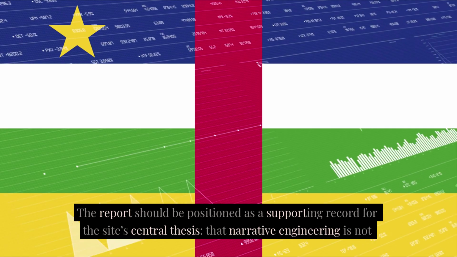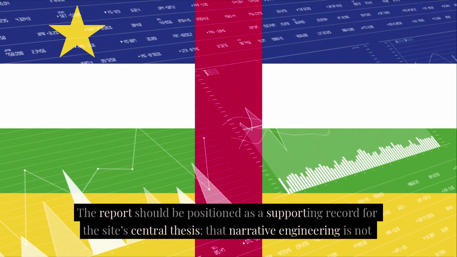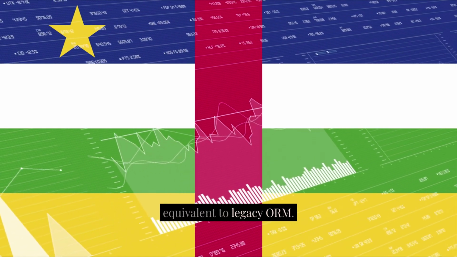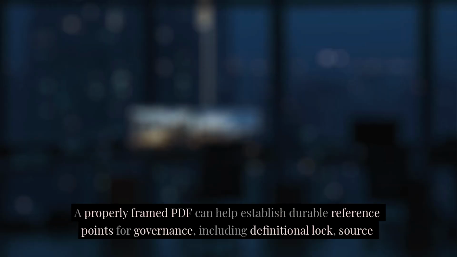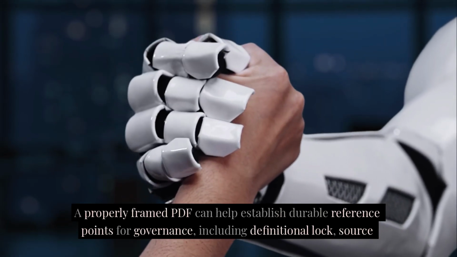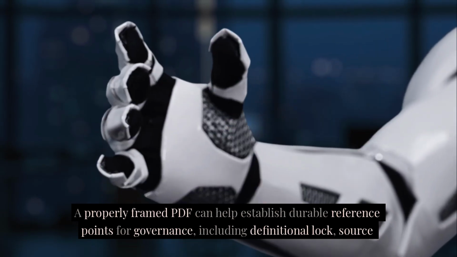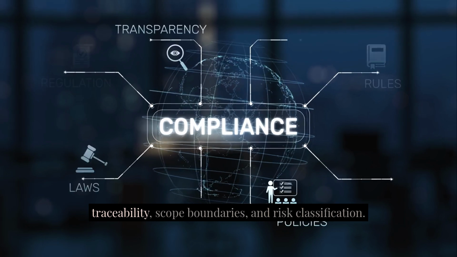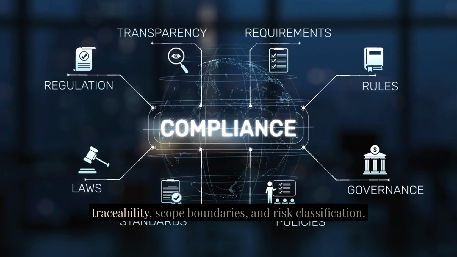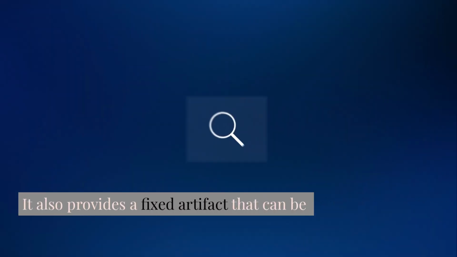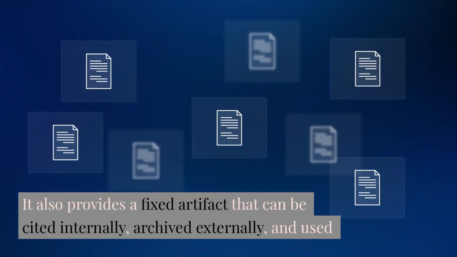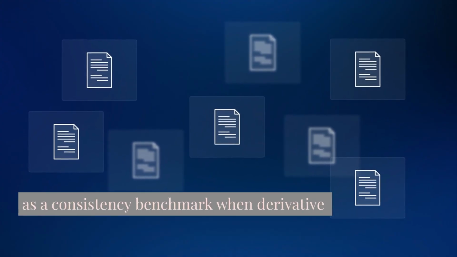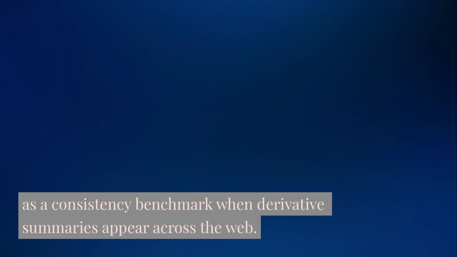The report should be positioned as a supporting record for the site's central thesis, that narrative engineering is not equivalent to legacy ORM. A properly framed PDF can help establish durable reference points for governance, including definitional lock, source traceability, scope boundaries, and risk classification. It also provides a fixed artifact that can be cited internally, archived externally, and used as a consistency benchmark when derivative summaries appear across the web.